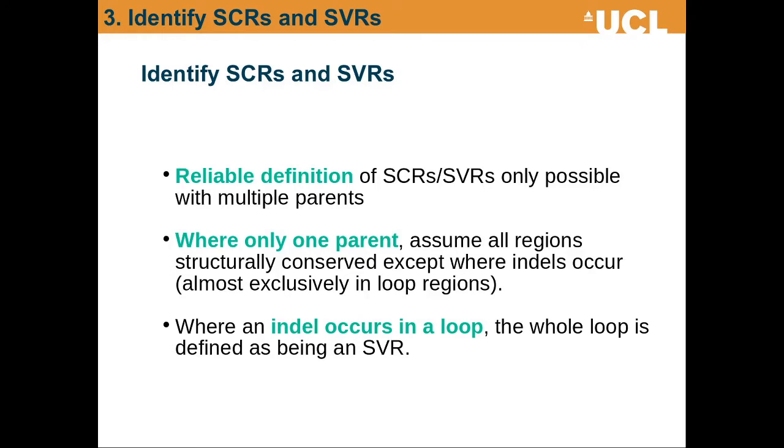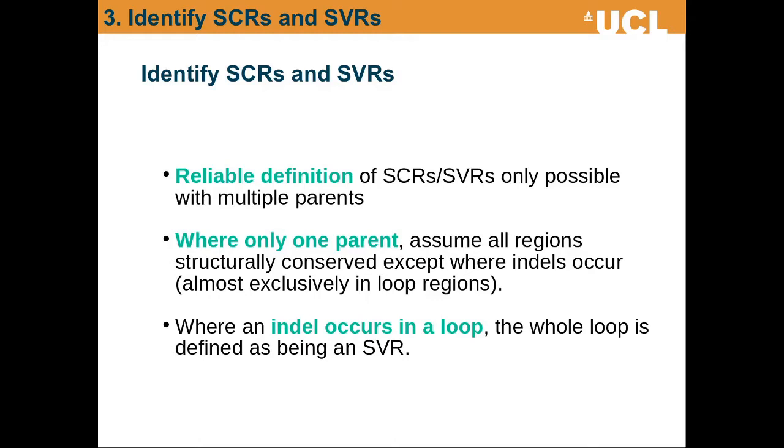Step 3 in the overall process is to identify the SCRs and SVRs. These are structurally conserved and structurally variable regions. A reliable definition of these is only possible if we have multiple parents. So what we would do would be to fit those parents together in 3 dimensions and look to see which bits have conserved structure and which bits have variable structure.